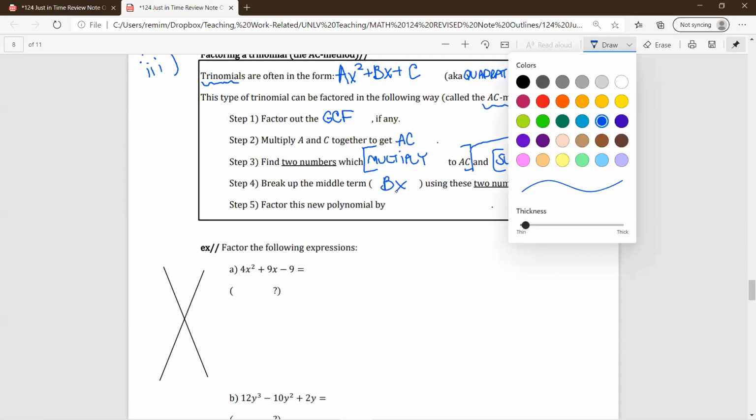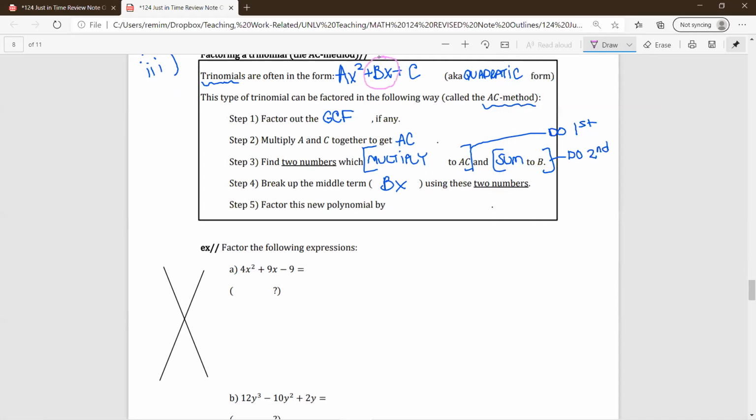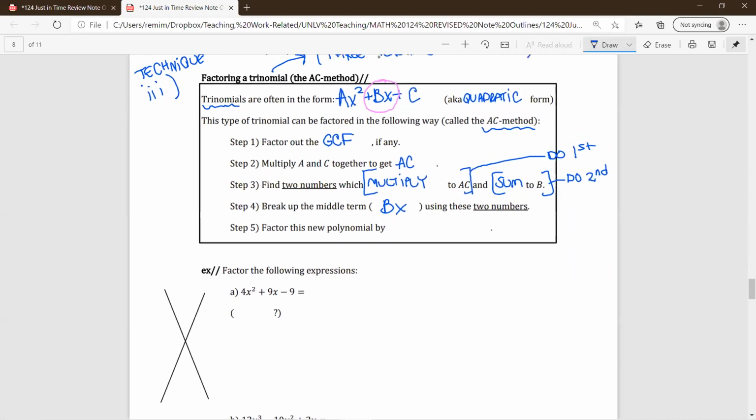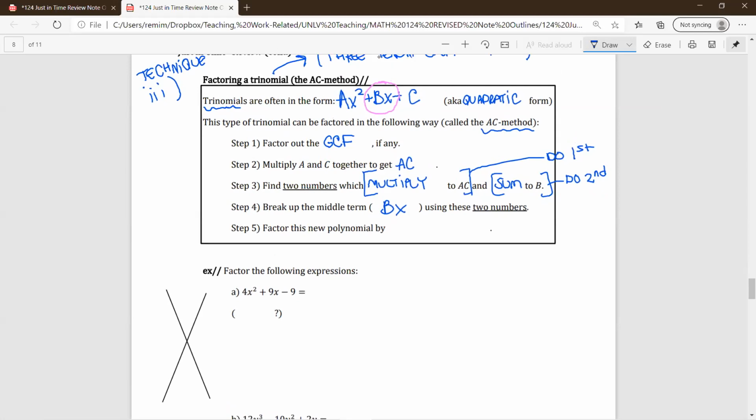You're going to break up the middle term, BX, and middle term meaning the BX. You're going to split that up into two parts. You're going to break it up using the two numbers that you found in step 3.